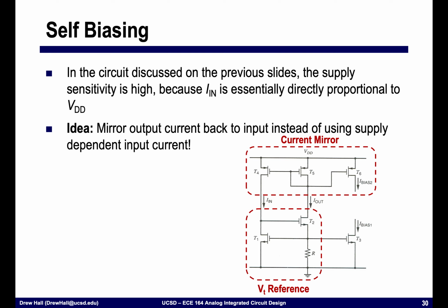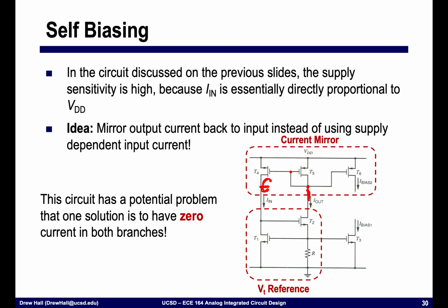Okay? And so the idea here is that if I took this output current and I were to mirror it back to the input, using T4 and T5, what I'm essentially doing is taking the output current and mirroring it back to the input, rather than generating an input current that's dependent on VDD. And so now I have a supply independent current.